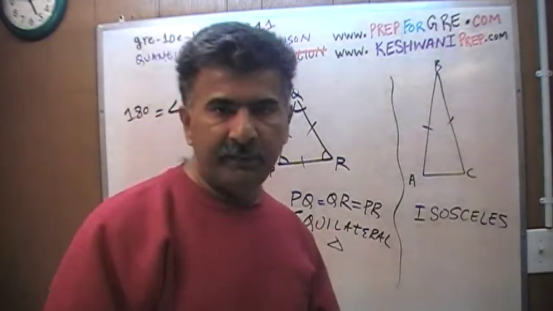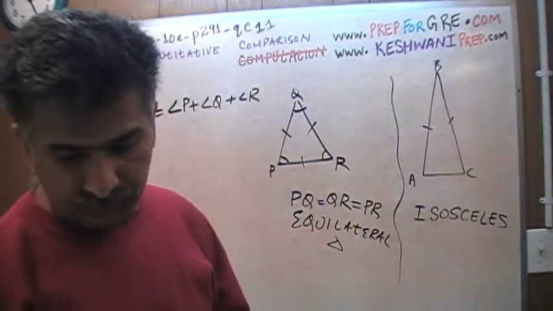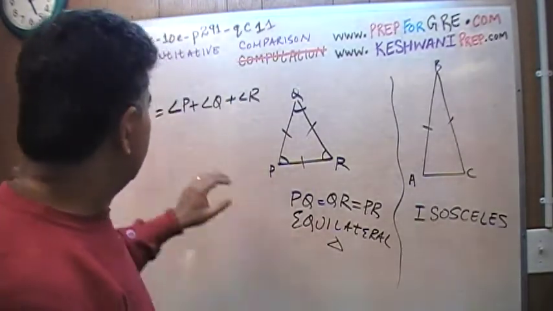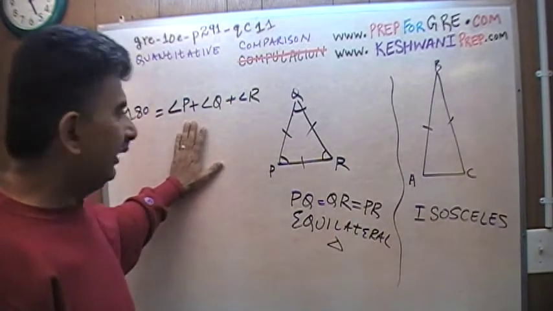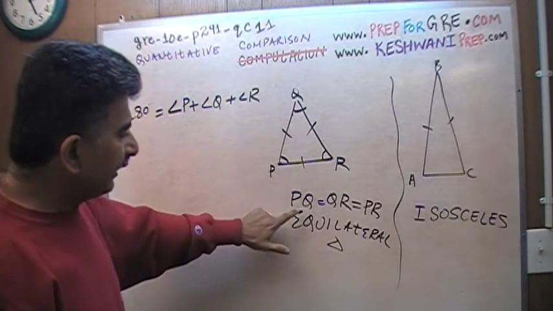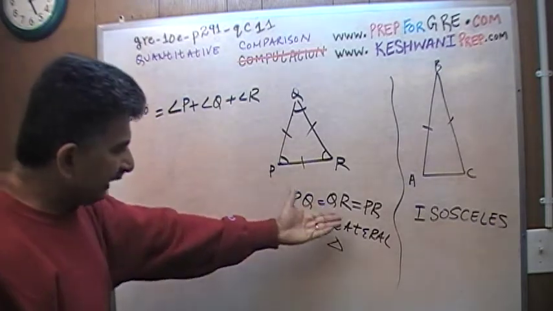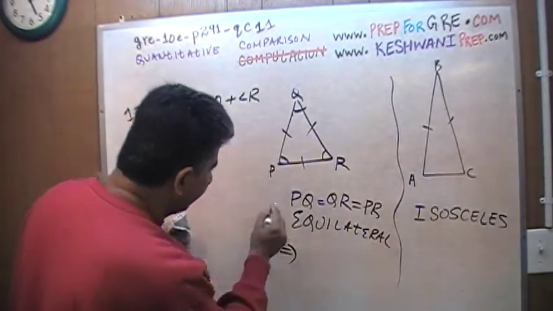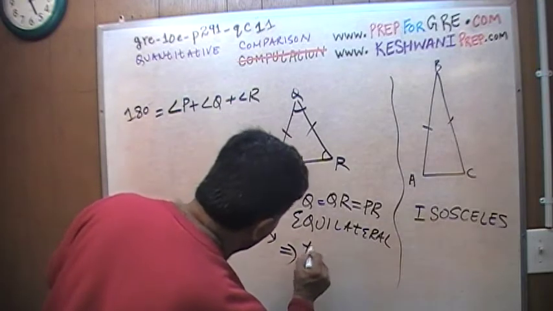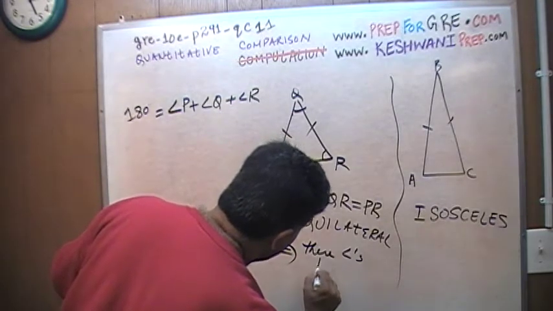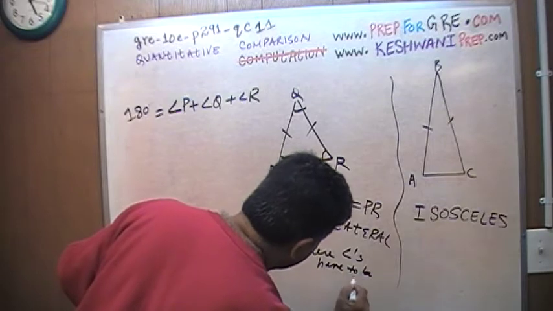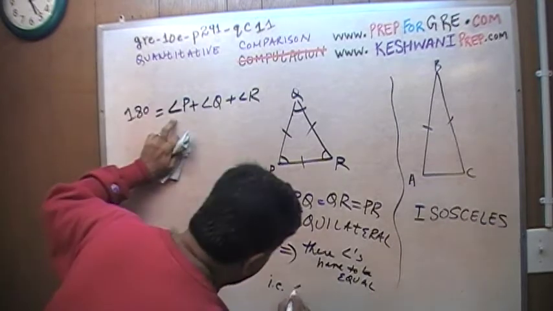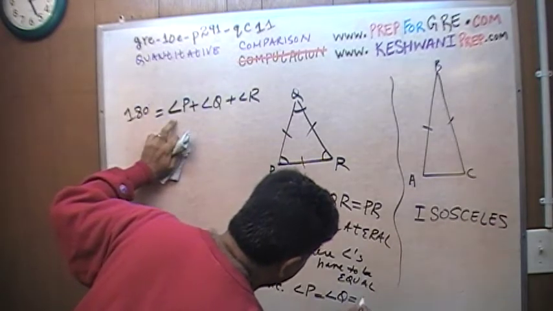It is not a characteristic of an equilateral triangle or an isosceles triangle. That is a characteristic of any triangle. The sum of the three angles in any triangle has to equal 180. And since here the three angles are equal to each other, if the three sides are equal, that implies the three angles have to be equal. In other words, angle P equals angle Q equals angle R.